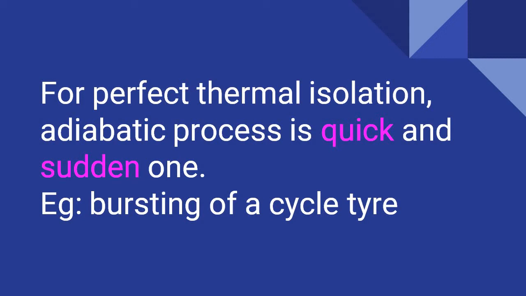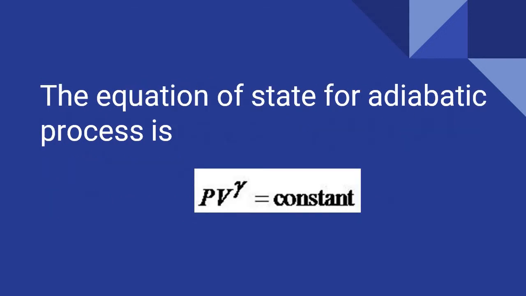Examples include the bursting of a cycle tyre. This is a common example for an adiabatic process: bursting of a cycle tyre. And the equation of state for an adiabatic process is PV raised to gamma equals constant. This equation is also familiar to you, and we will derive that equation later, where the letter gamma is the ratio of specific heats, Cp by Cv.